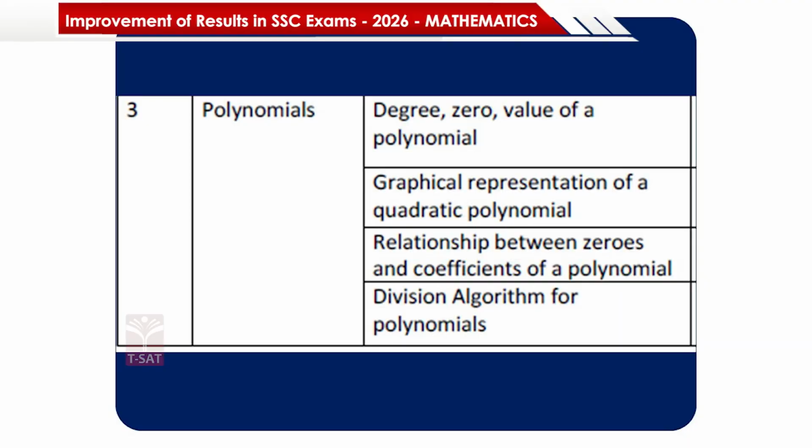Now, let us move ahead to the next chapter, that is polynomials. Related to polynomials, again, what are the major concepts in polynomials and what sort of questions can we expect? Degree of the polynomial, zero of the polynomial and value of the polynomial, and also the relationship between zeros and coefficients of a polynomial, the division algorithm for polynomials, and after that the graphical representation of a quadratic polynomial.